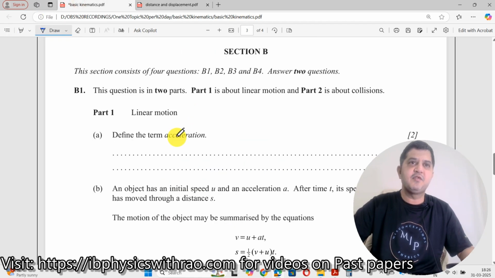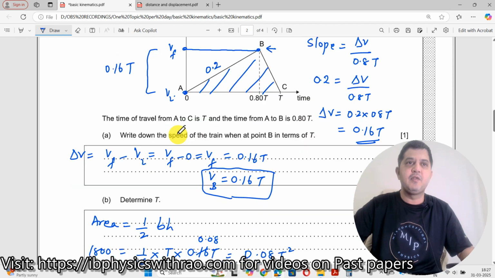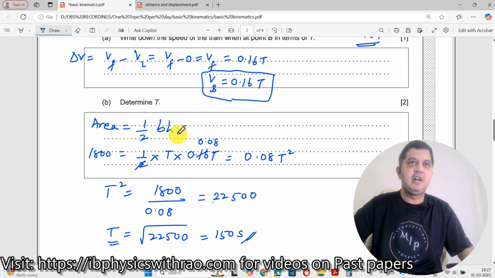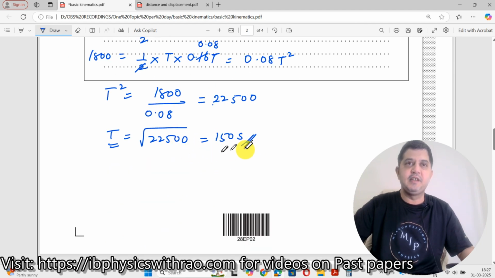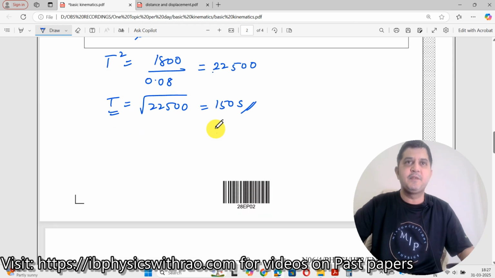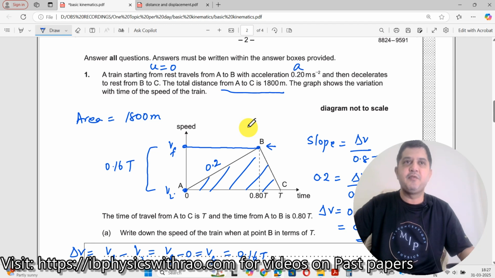Right? The second kind of question that we have seen in the second video is, given a VT graph, how do you find out the displacement, or if the displacement is given, how do you find out the time, and so on. This was a much simpler problem as compared to other problems, but still, this was a question taken from an IB paper, from the November 2024 paper, right?